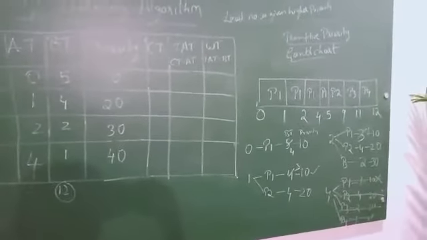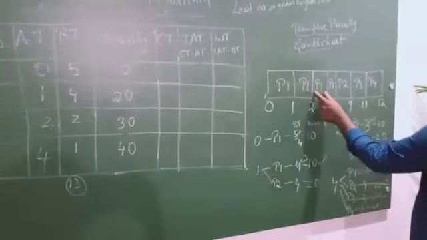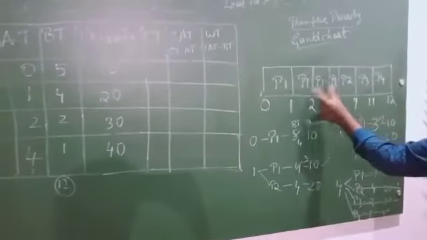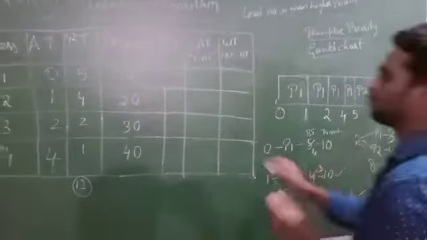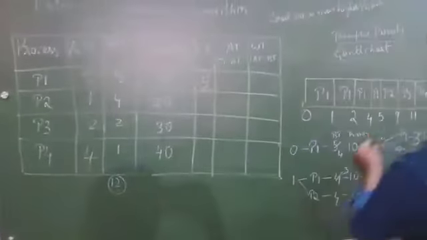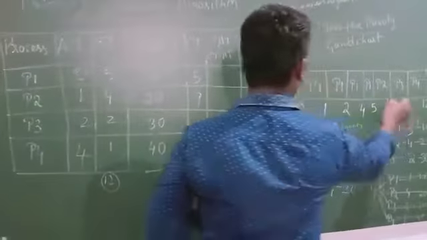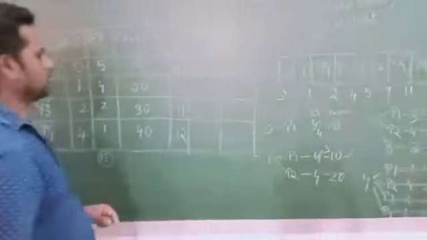Now completion time. For P1 you can just check it out. Towards right, whichever it is, I need to consider that one. So P1 completion time is 5. P2 completion time is 9. P3 it is 11. P4 it is 12.